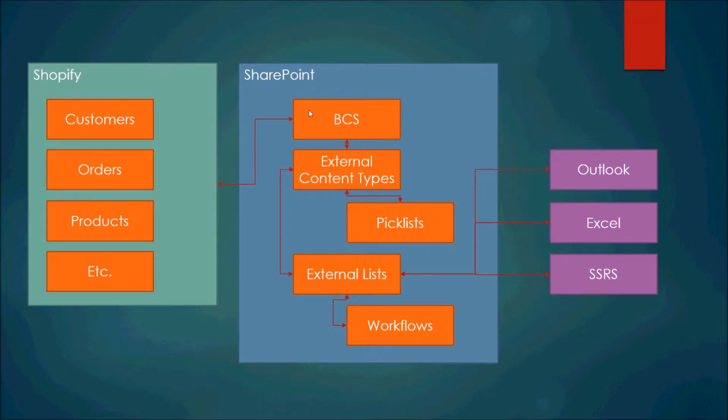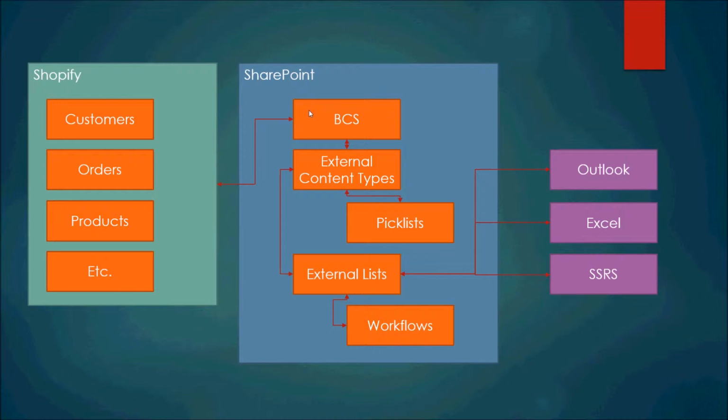So just a quick overview. If you take a look at the Shopify API, there's customers, orders, products, and there's a bunch of other things. You could connect all of those into SharePoint via BCS. In this example, I'm only working with customers, but BCS creates the external content types, which you could use in things like pick lists or external columns. And then external lists, which are basically SharePoint lists. You could attach workflows to them, and you could export it to Excel.